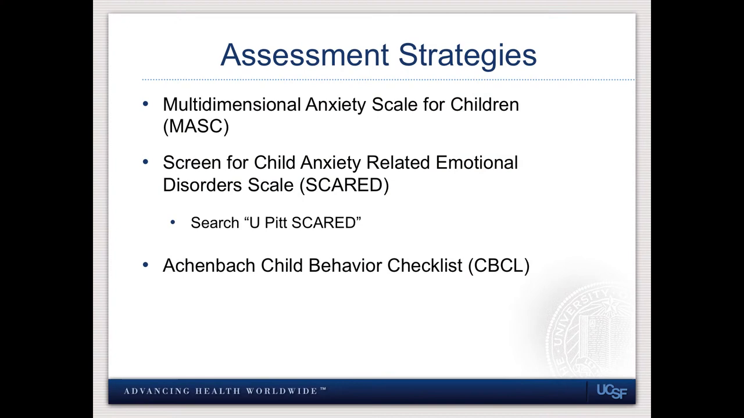The MASC is one that we use a lot in research, but you have to pay to get it. It's one that you see often reported in studies. But the SCARED, the Screen for Child Anxiety Related Emotional Disorders, you can get online. If you just Google that, you'll find that UPIT SCARED will give you that rating scale. Then there's also the Achenbach behavior checklist, and there are several others like the BASC, but all of those you need to pay for and then they get scored. But sometimes we give them to parents and say, why don't you go home and talk about these and see whether you think they're an issue. But if you want to do it without going to a center that gives you the scales, then the SCARED is available.